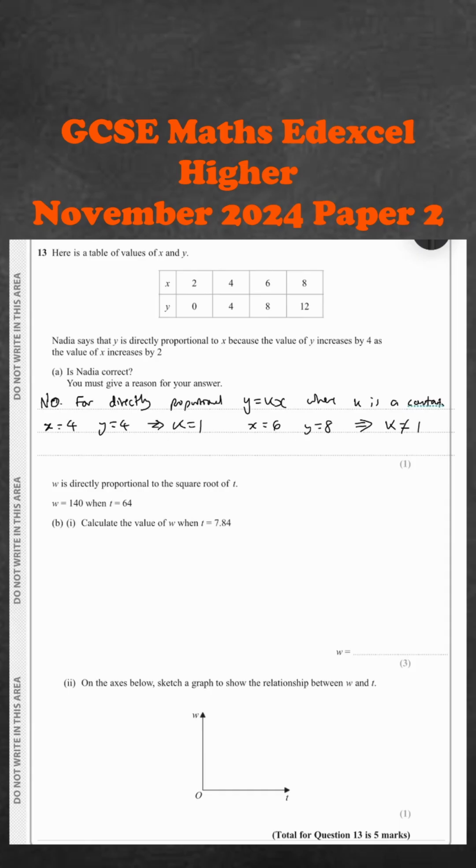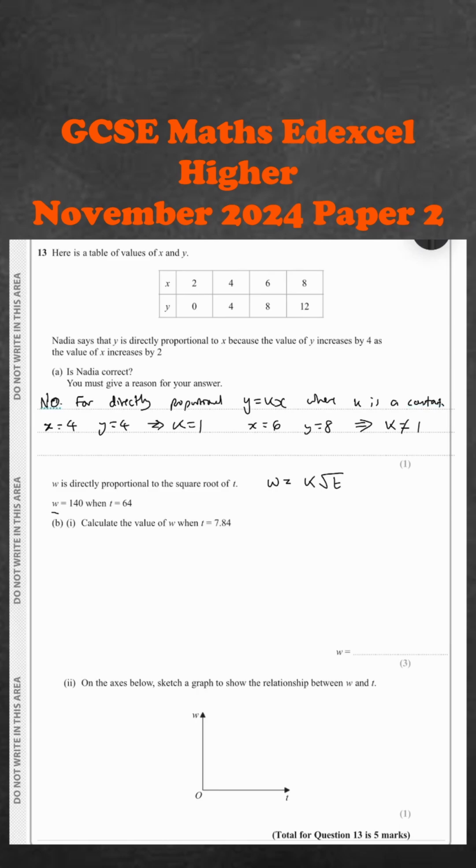Second part then, w is directly proportional to the square root of t. So before I go any further, I'm just going to write a formula of w equals k times the square root of t, where k is a constant. W equals 140 when t equals 64. Part B i, calculate the value of w when t equals 7.84.